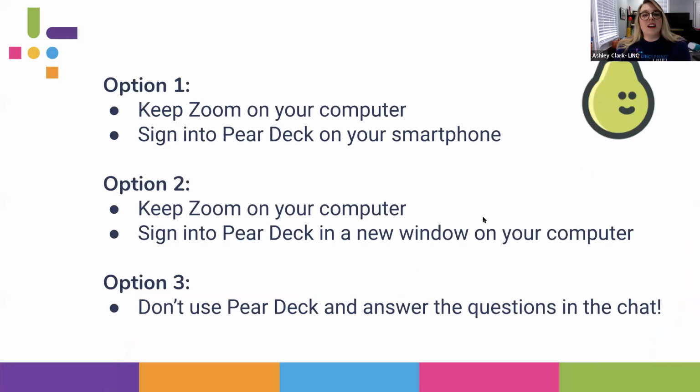So here are your options as we get ready to dive in using the Pear Deck. Option one, keeping Zoom open on your computer and then signing on to Pear Deck from your smartphone. Probably one of the easier options, especially for us adult learners, because it's right here. You'll go to joinpd.com, and once I get the code up on the screen, you're going to be able to enter that code in, and you will have access to your Pear Deck.